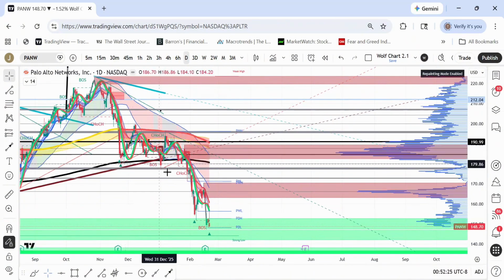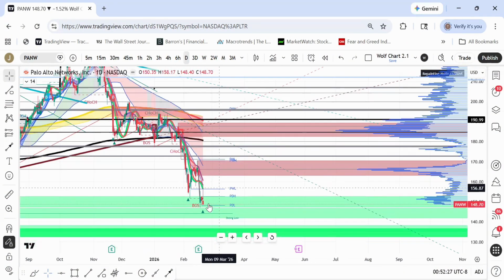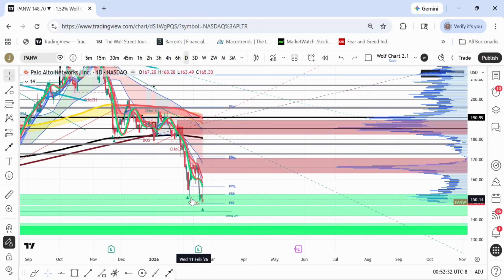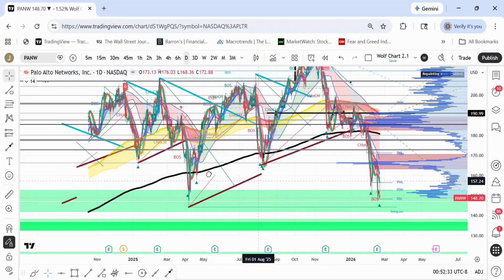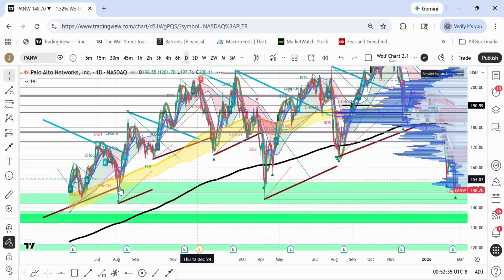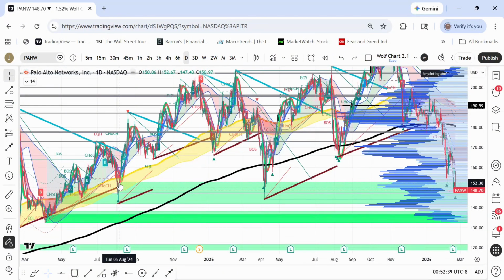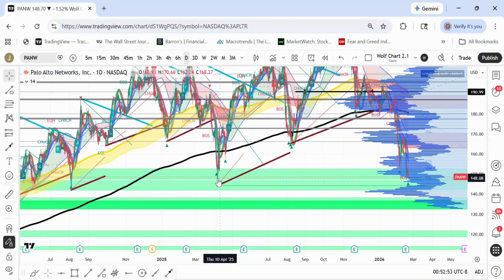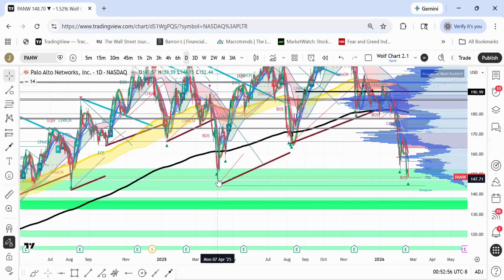Now, if we look at Palo Alto Networks, as you can see, we are in this internal order block right here that was created August of 2024. So this one is older than the last one that we've been looking at. This was created August 7th, 2024. Pushed us up, pushed us up. They tested the 200 cloud. But when they came back and tested, this was the last time they were at this internal order block.